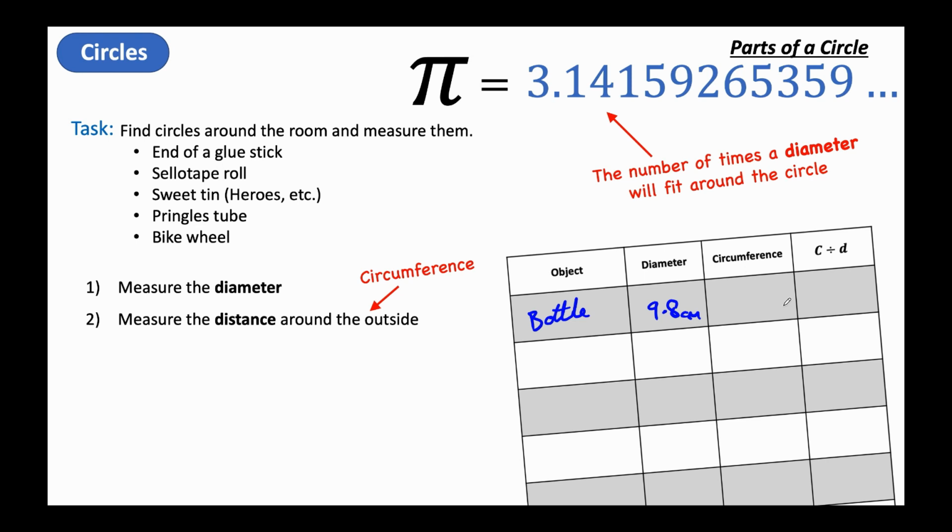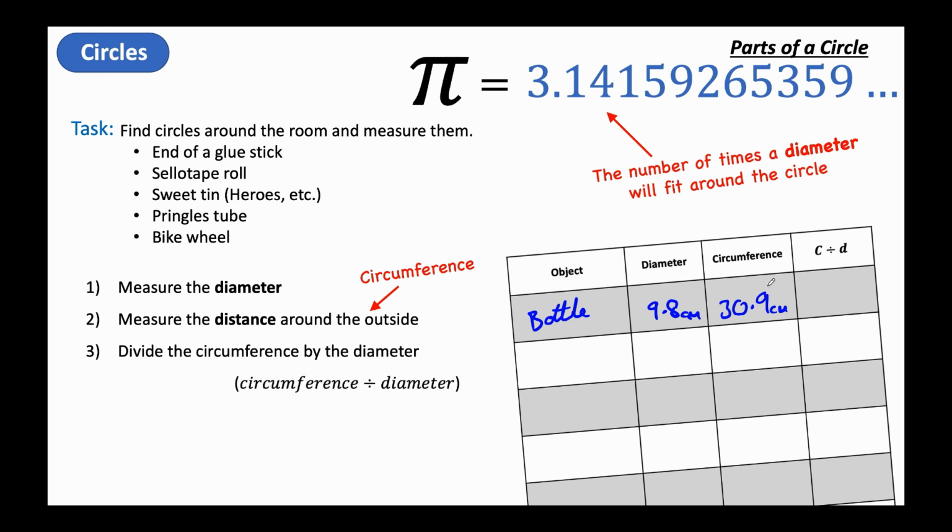And measure that circumference, and then write it down. So let's say my bottle is 30.9 centimeters. Okay, then the next thing you're going to do is divide the circumference by the diameter. So there we go. Just take that circumference measurement you've got and divide it by the diameter.